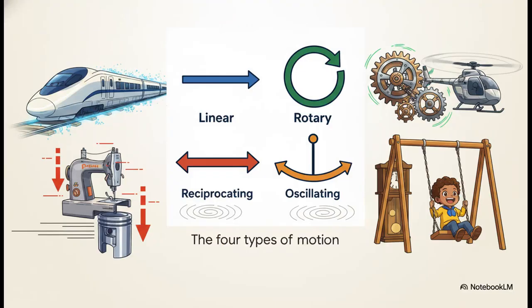Movement isn't just about spinning, though. In technology, we categorize 4 distinct types of motion. Linear motion goes in a straight line, like an elevator going up. Rotary motion spins in a circle, like our gears or, say, a helicopter blade. Reciprocating motion moves straight back and forth, or up and down, kind of like a sewing machine needle. And finally, oscillating motion. That swings in a curved arc, just like a playground swing.